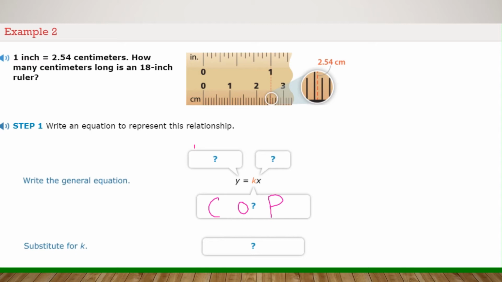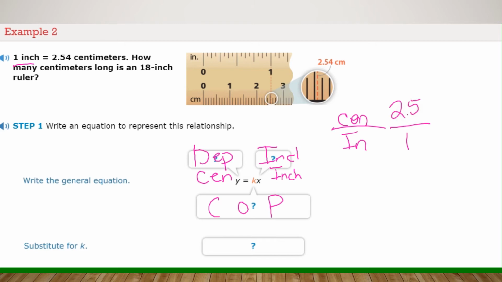y, remember that is our dependent variable, and x is our independent variable. And in this case, our independent variable is our inches. And dependent variable is our centimeters. So our constant of proportionality, to figure that out, we can put centimeters over inches. And here, inches is equal to 1 and centimeters is equal to 2.54. So that lets us know our constant of proportionality is 2.54.